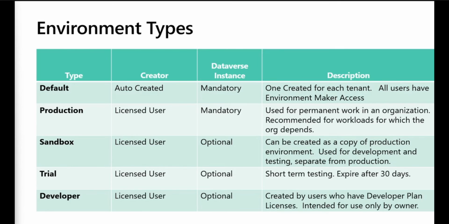Then we have an environment type called production. These are used for permanent work in an organization. They're recommended for high availability or work that your organization depends on. Production environments can be created in the system, and they can be created by licensed users, and are really required in terms of utilizing the Power Platform.